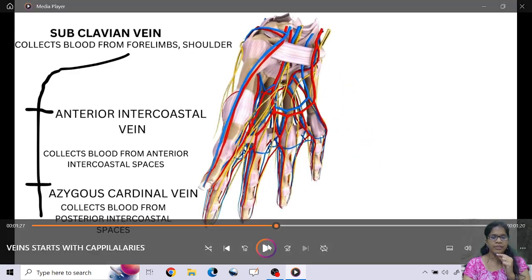Here, if you notice, the red one is the arteries and the blue one is the veins. They are meant for collecting blood.